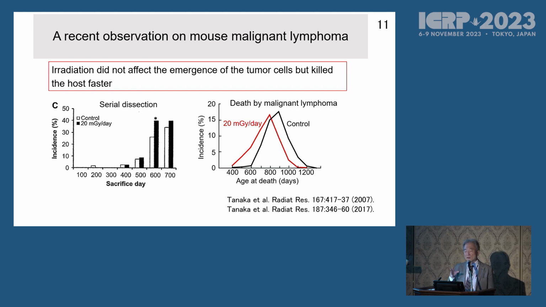And I was impressed by recent studies by the National Institute of Environmental Sciences group, when they serially dissected animals. For malignant lymphoma, 50% of the animals of this strain died by malignant lymphoma. But serial sacrifice did not show a difference following radiation exposure, as shown on the left. But mortality, animals dying by malignant lymphoma, occurred earlier by about 100 days in the exposed group.